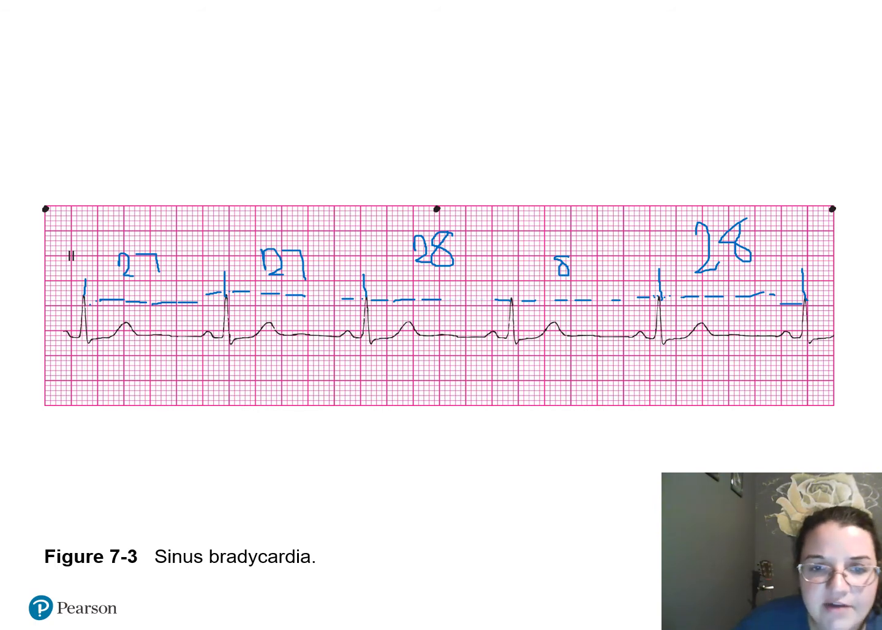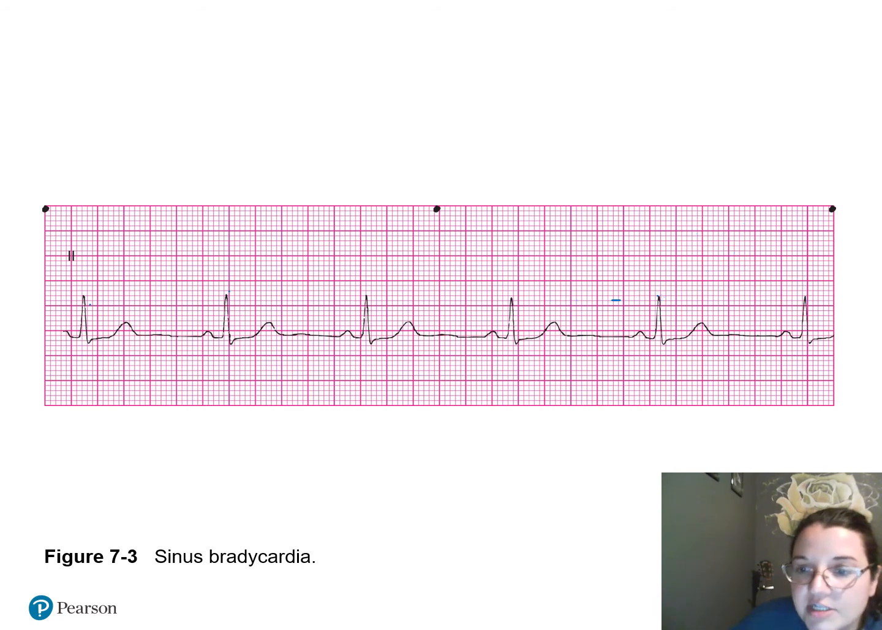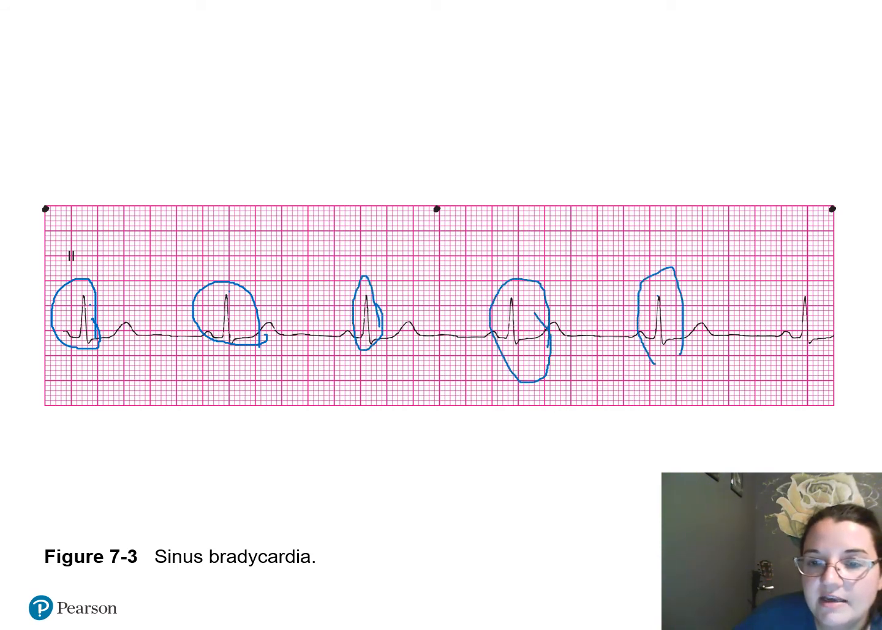So if I were to ask myself the 5 questions that we learned in Chapter 6, do I have QRSs? Yes. Am I regular? Yes. Next question is my heart rate. If I am a regular rhythm, what method am I going to use for heart rate? My 6-second method, which is counting my QRSs by 10. 10, 20, 30, 40, 50, and 60.